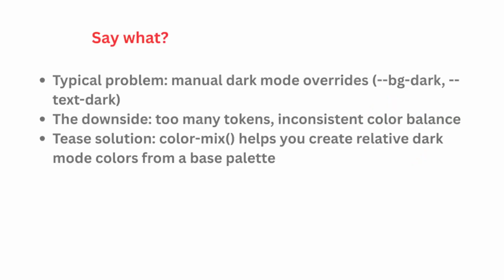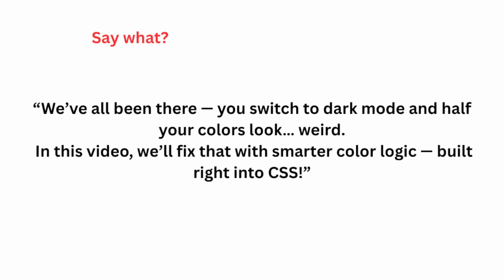So what's the problem mainly? Well, typically the problem is that manual dark mode overrides are not a great thing. The downside is there are too many tokens, inconsistent color balance, and a little bit of a tease of the solution. Color Mix helps you create relative dark mode colors from a base palette, which is great, right? So what? We've all been there. You switch to dark mode and half your colors look weird. In this video, we'll fix that with smarter color logic built right into CSS.